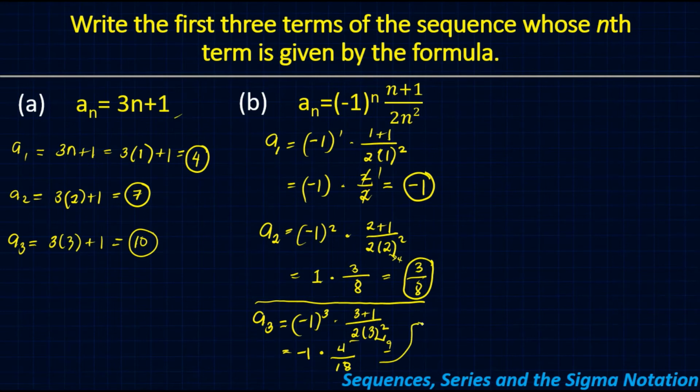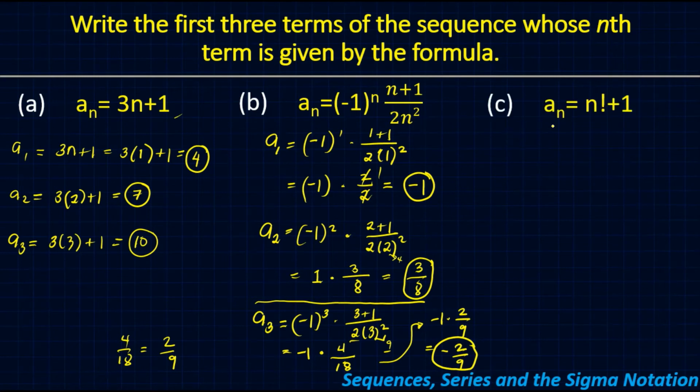So 2 times 9 equals 18. Simplifying this, we will obtain negative 1 times 4 over 18. Ang 4 over 18 can be simplified as 2 over 9. So we will have negative 1 times 2 over 9, that is equal to negative 2 over 9. So negative 2 over 9, that is the third term.